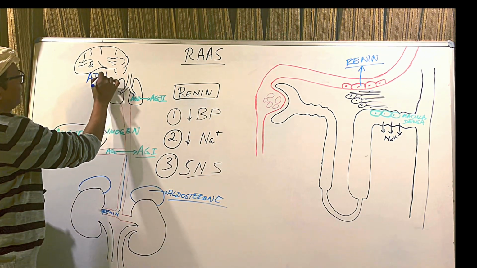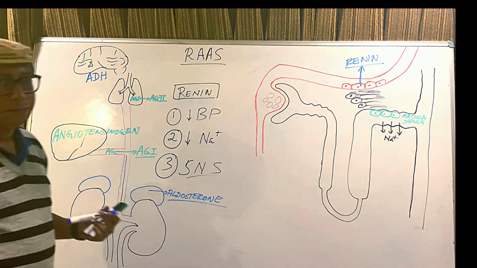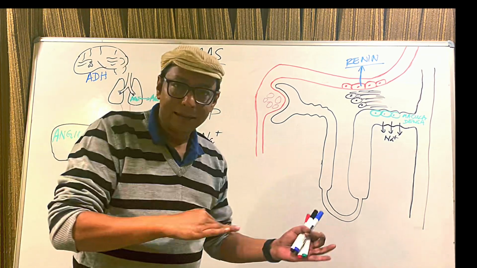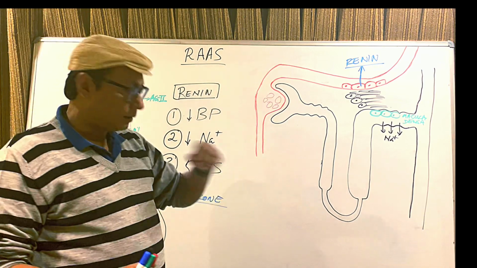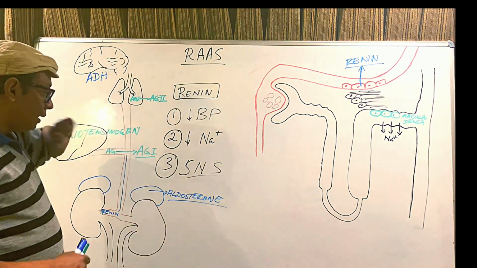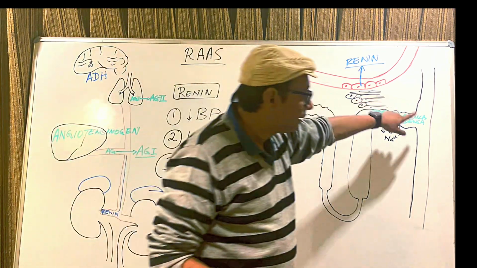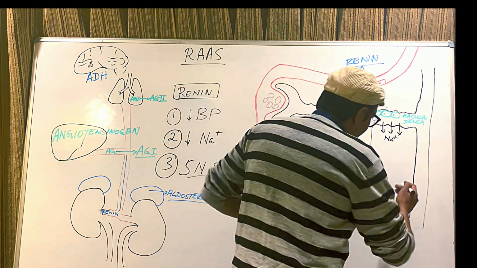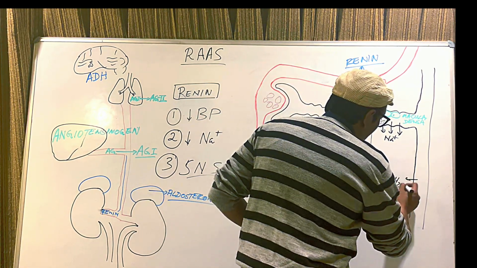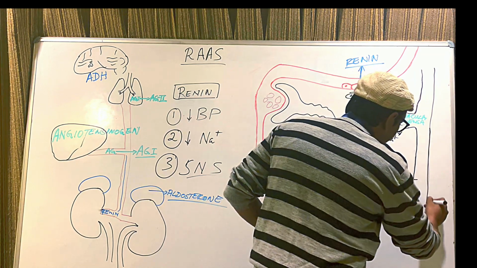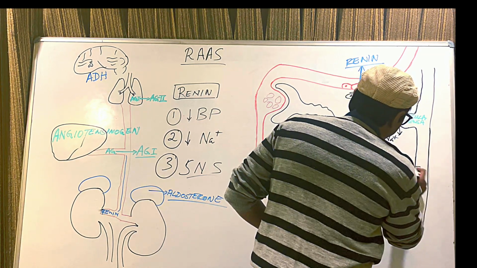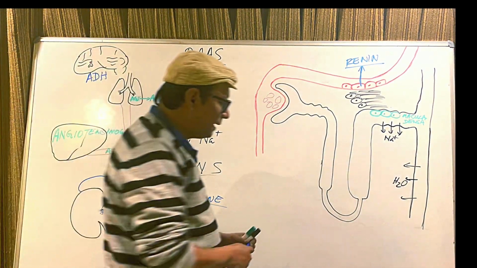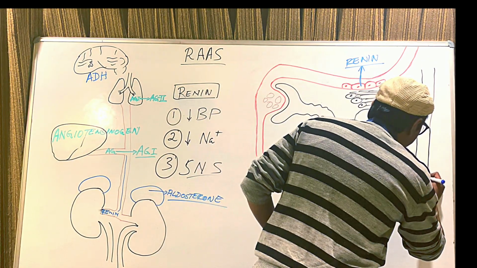That's called antidiuretic hormone. What does diuresis mean? Diuresis means to create urine, and antidiuresis means not to create urine. So what does ADH do? ADH actually acts on the collecting duct, where it helps in the reabsorption of water. Water is taken back from the collecting duct, and that happens due to the action of ADH. So I'll write ADH here.